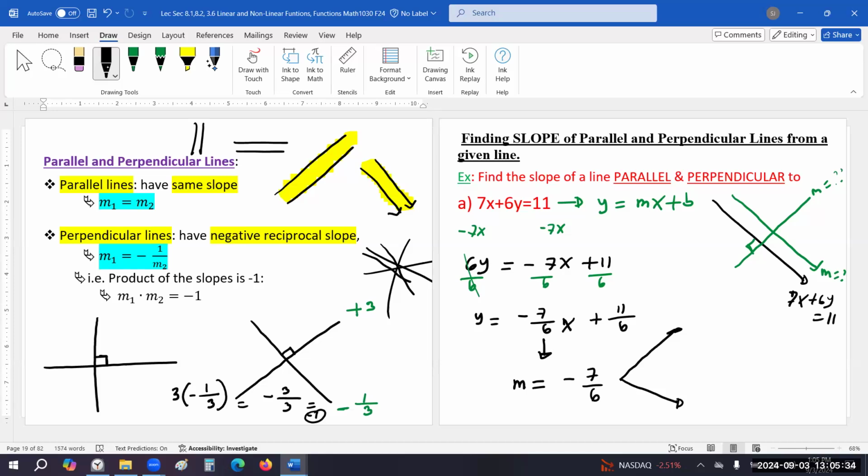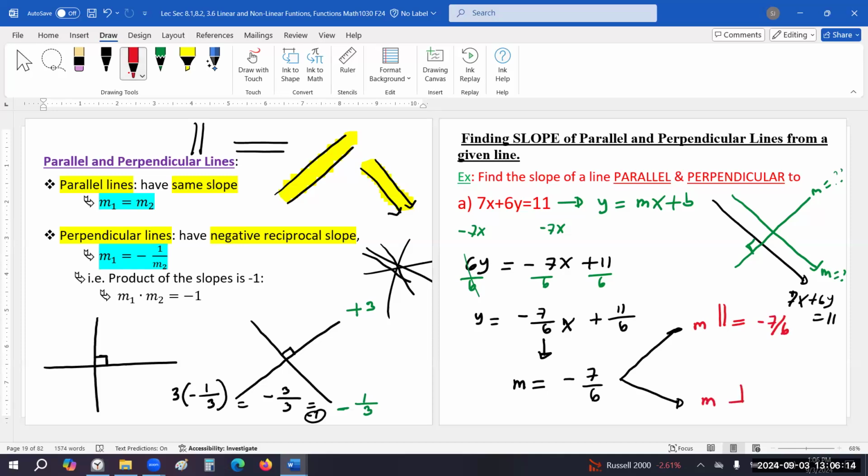Now I'm going to use the symbols for parallel and perpendicular. The symbol for parallel is two vertical lines. So what is the slope of the parallel line? Parallel lines have what type of slope? Same slope. So if the slope of this line is negative 7 over 6, what is the slope of the parallel line? Same, negative 7 over 6.